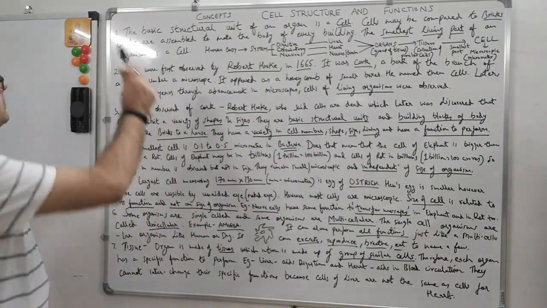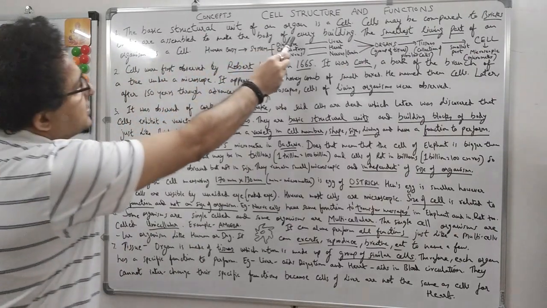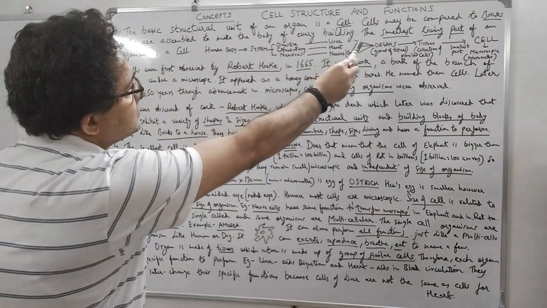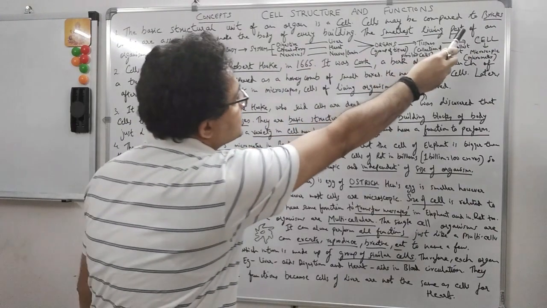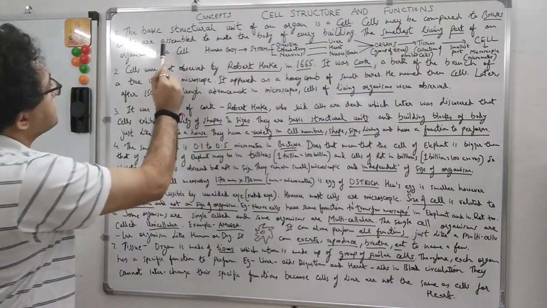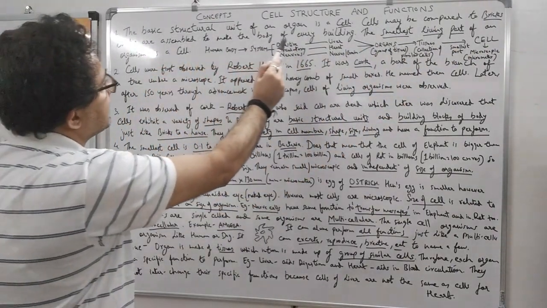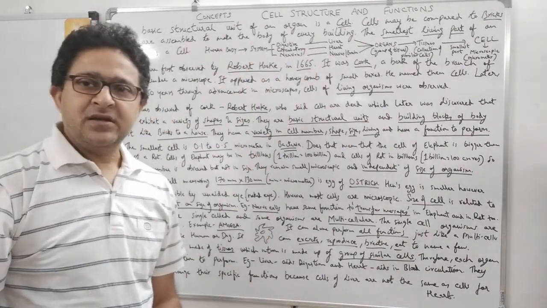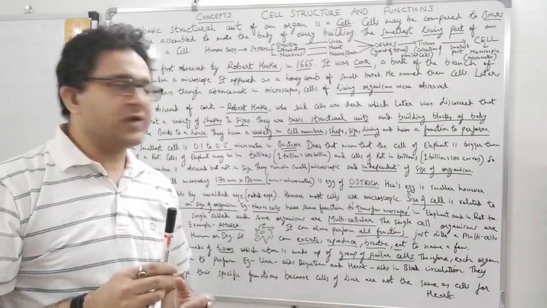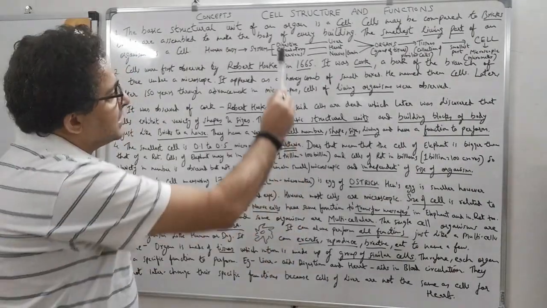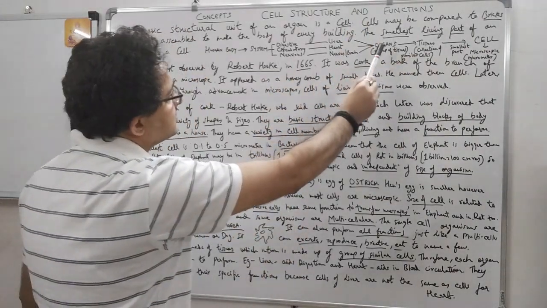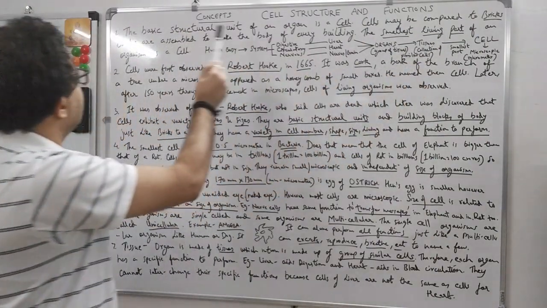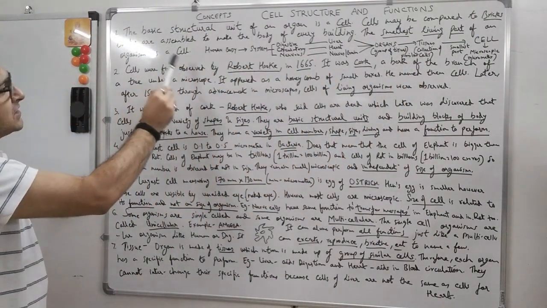So the basic structural unit of an organism is a cell. Cells may be compared to bricks. Bricks are assembled to make the body of every building. Yes, that's correct. Bricks assembled together make the body of every building. Same way, cells can be compared to bricks. The smallest living part of an organism is a cell.